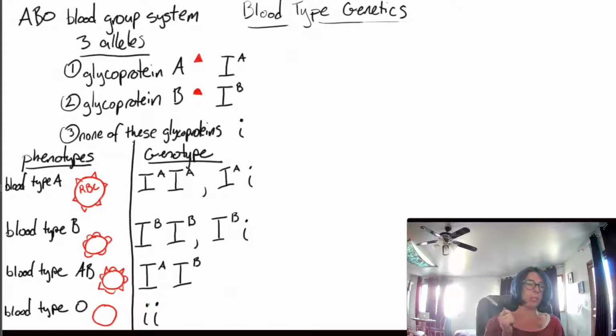And I'm going to remind you that this doesn't mean no glycoprotein production at all, right? It's just not A and it's not B. No A, no B. There's other genes for other glycoproteins that this doesn't have anything to do with.